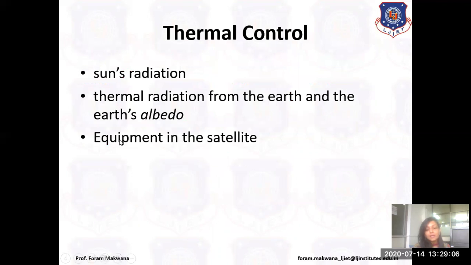Okay. Now, what do you mean by thermal control? Thermal control means it is required. Thermal means temperature. Why we need to control the temperature of satellite? The first reason is sun's radiation. All right. Second point is the thermal radiation from the earth. And the third reason is equipment in the satellite.